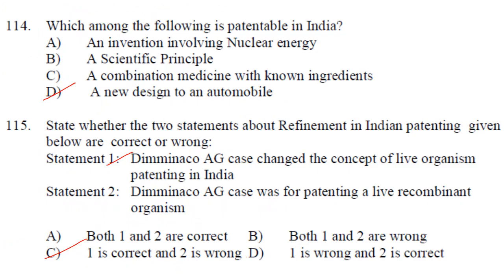Which among the following is patentable in India? A new design to an automobile. Answer is option D. State whether two statements about refinement in Indian patenting given below are correct or wrong. Diamond v. Chakrabarty case changed the concept of live organism patenting in India. Diamond v. Chakrabarty case was for patenting a live recombinant organism. 1 is correct, but 2 is not correct.